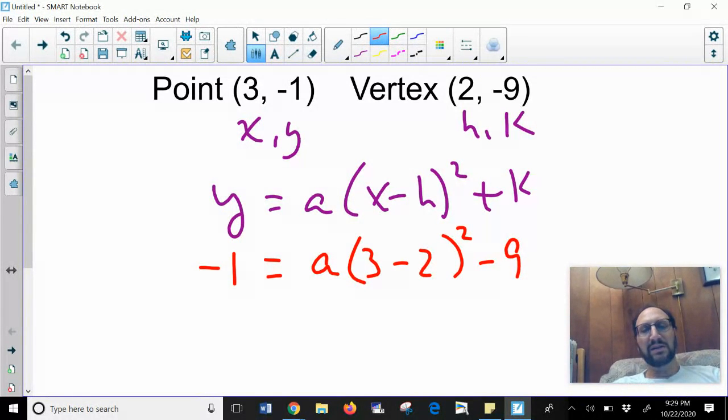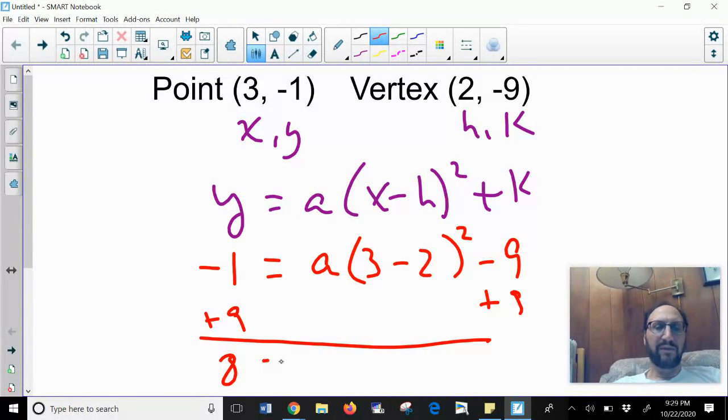So in this case, I can combine that 3 minus 2 business, and I can also add the 9 to both sides. I'm trying to get a by itself. So here we have 8. 3 minus 2 is 1. 1 squared is 1. So a is equal to 8.